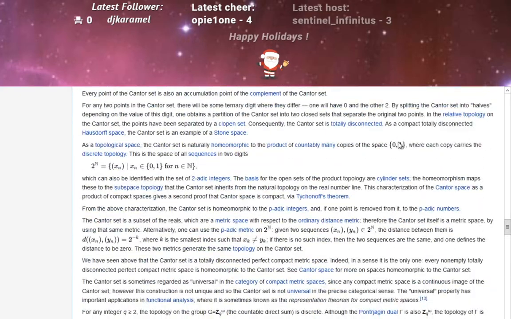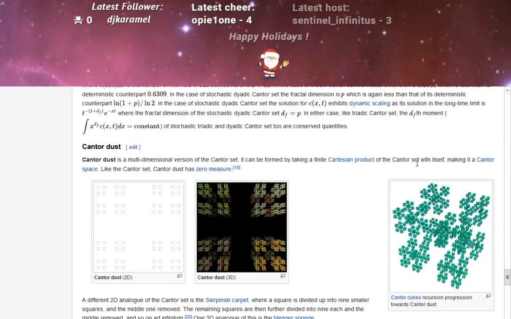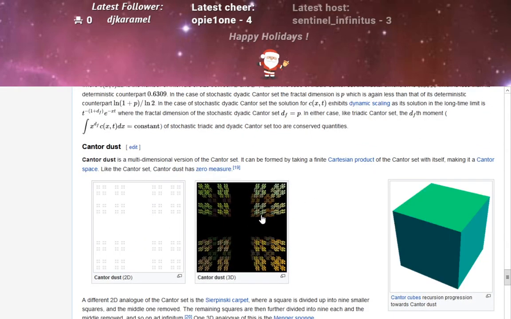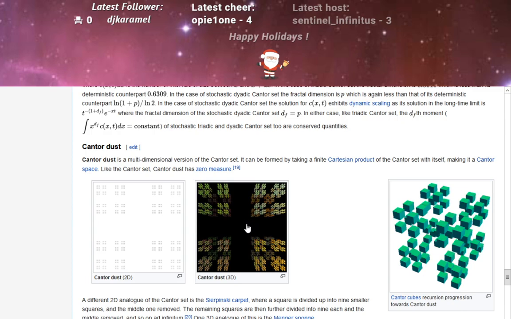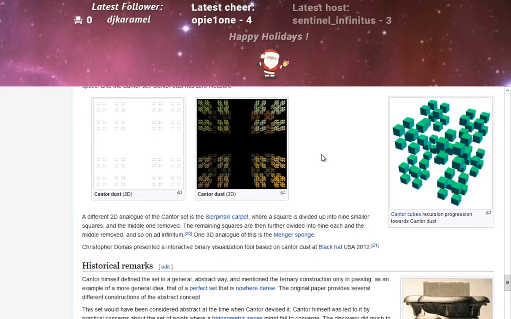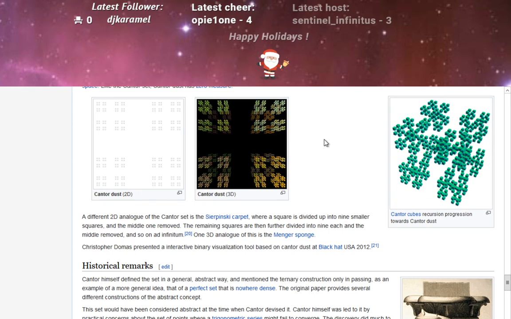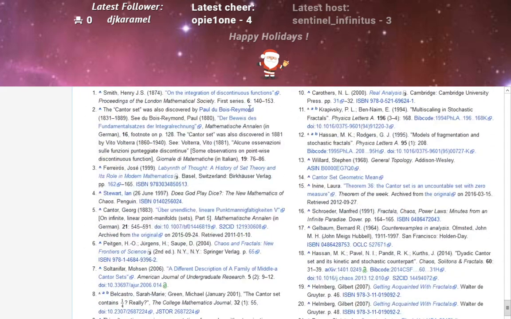A little bit more math than I want to get into, that I need to get into actually. I'll see that picture, it looks three-dimensional. A different 2D analog of the Cantor set is the Sierpinski carpet. Yeah. We did the triangle.